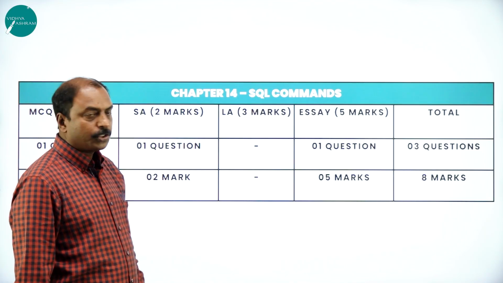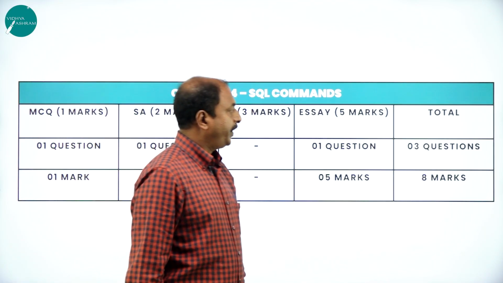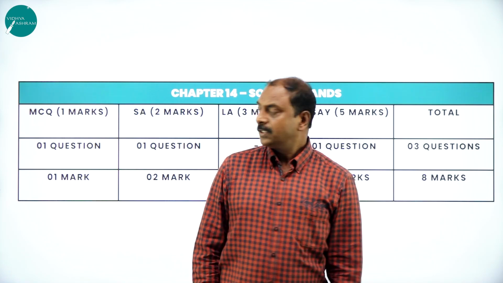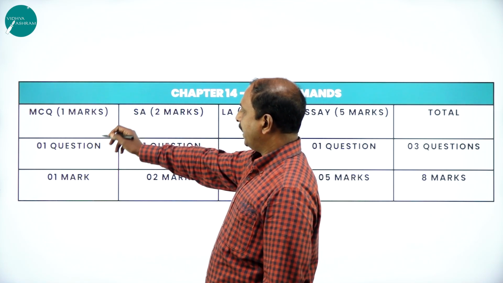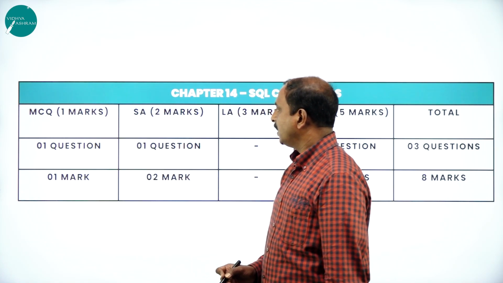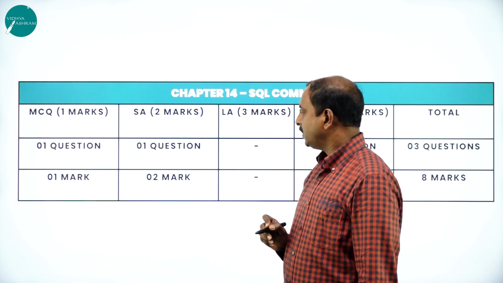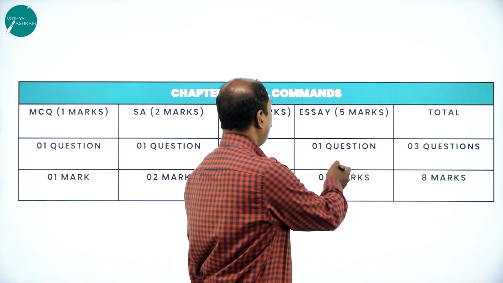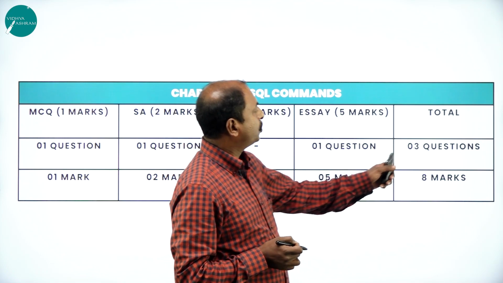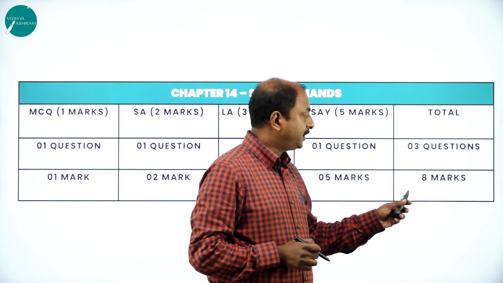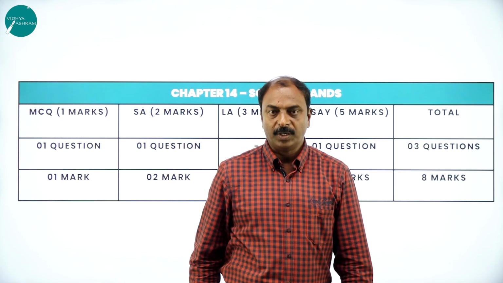Let us see the weightage of the chapter. The total weightage is 8 marks: one MCQ, one 2-mark question, and one 5-mark question. So there are 3 questions, and the total weightage is 5 marks.